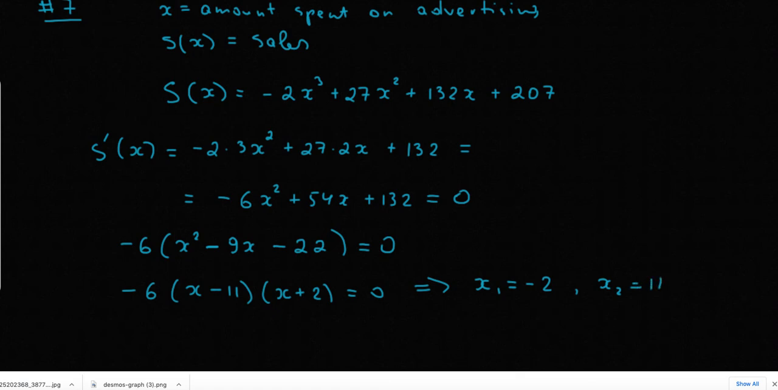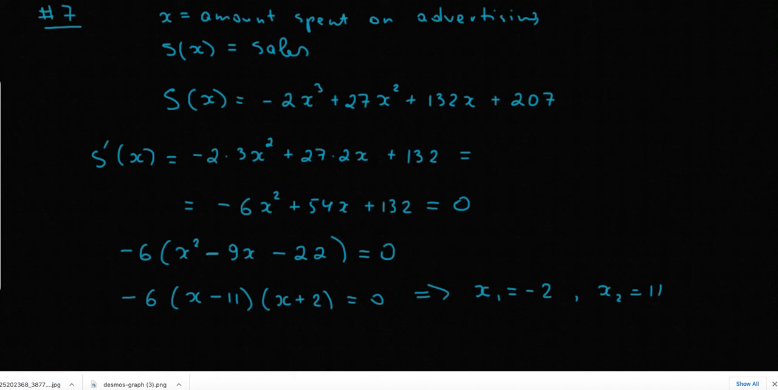Now, in this problem, the value of x is the amount spent on advertising. It doesn't make sense to talk about negative expenditure on advertising, so the negative values of x do not make much sense for this particular problem, and we will concentrate on positive values of x. So there is only one positive critical point, that is x equal to 11. This is most likely the point that we're looking for. That's going to give us the maximum amount of sales.